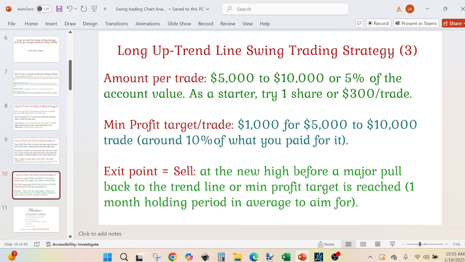And if that 5% is less than $300, you can use $300 per trade, or you can go lower, or you can choose one share and just start small and grow your account $1 at a time, and grow from there, practicing the strategy you are using.